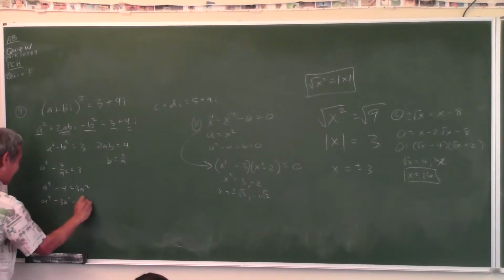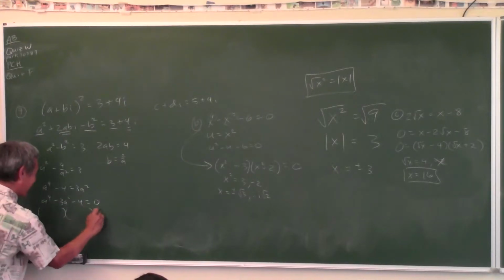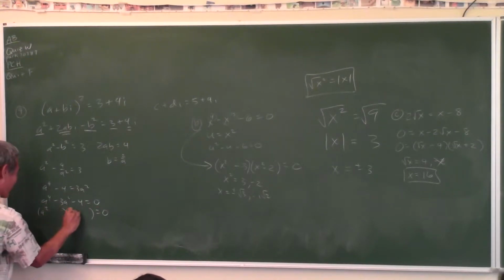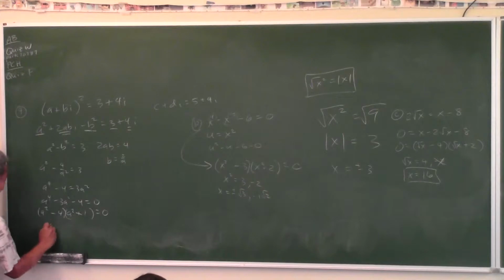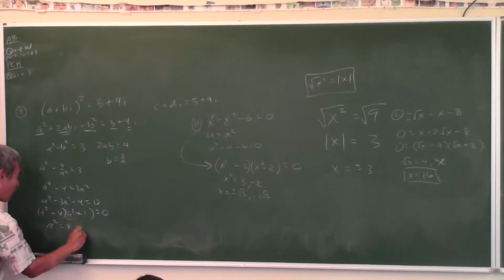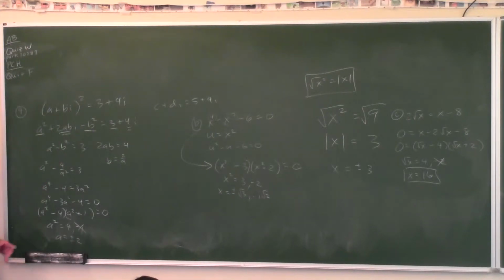Factor like a quadratic. A squared, A squared, 4 and 1, minus, plus. A squared is equal to 4 or negative 1. No can. So A is equal to plus or minus 2. And then once you get plus or minus 2, you're supposed to do this.